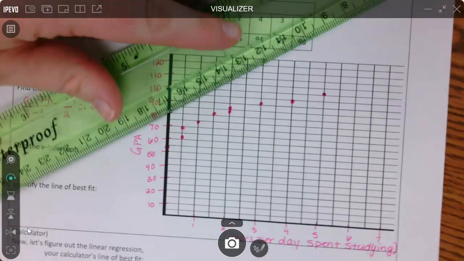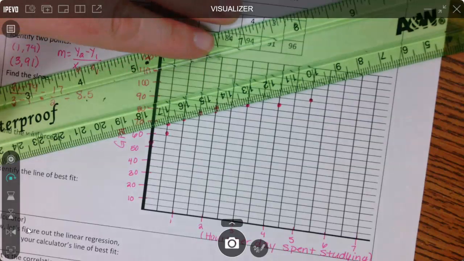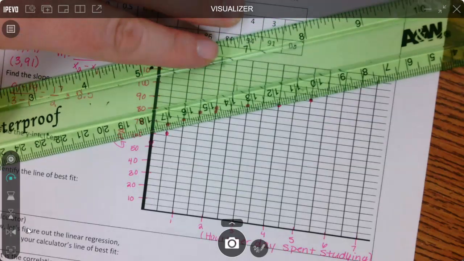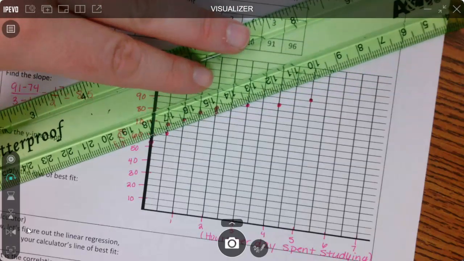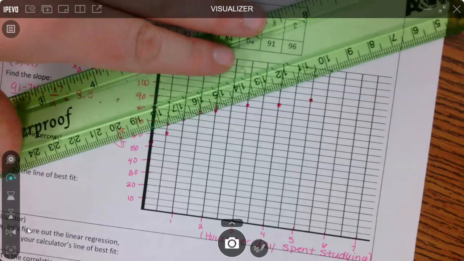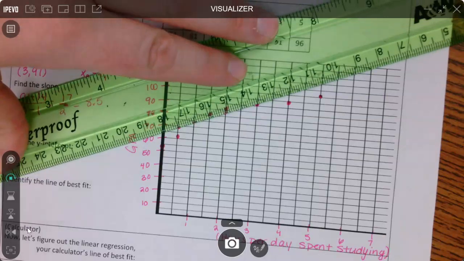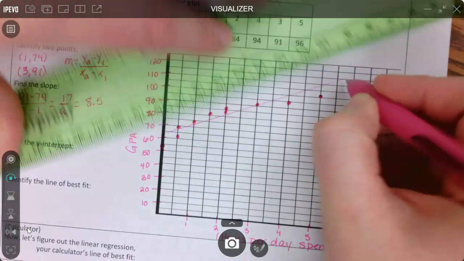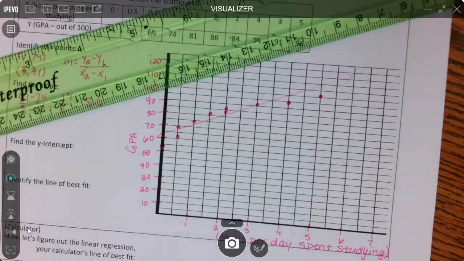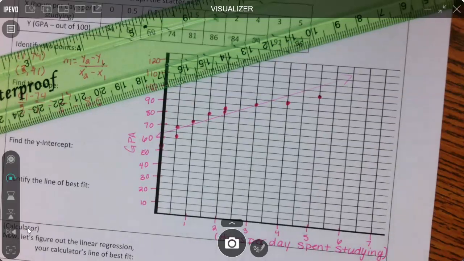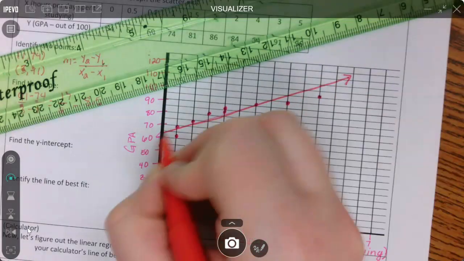So the 2 points on this line that I chose were 1 and 74 and then 3 and 91. So I'm going to get my ruler and I'm just going to make sure that my line goes through those 2 points. Okay, that pen is not working very well. Okay, there we have it.